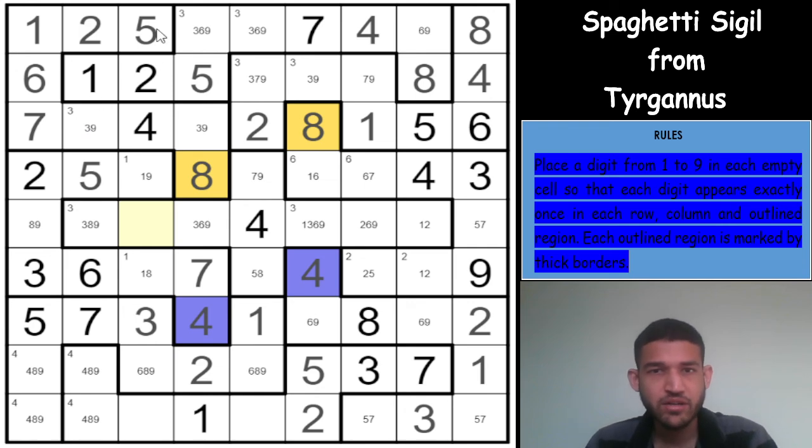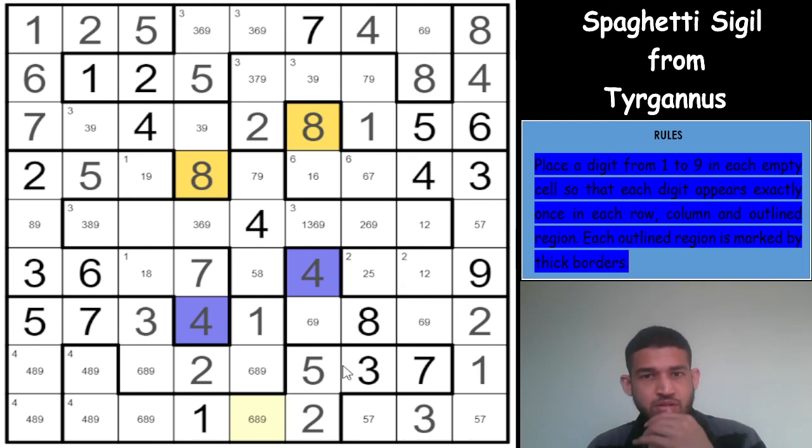Okay, let's look at column 3, 2 3 4 5, and look at this cell. It cannot be 1 and 7. So this is 6 8 9. This will also be 6 8 9. So what am I missing here?